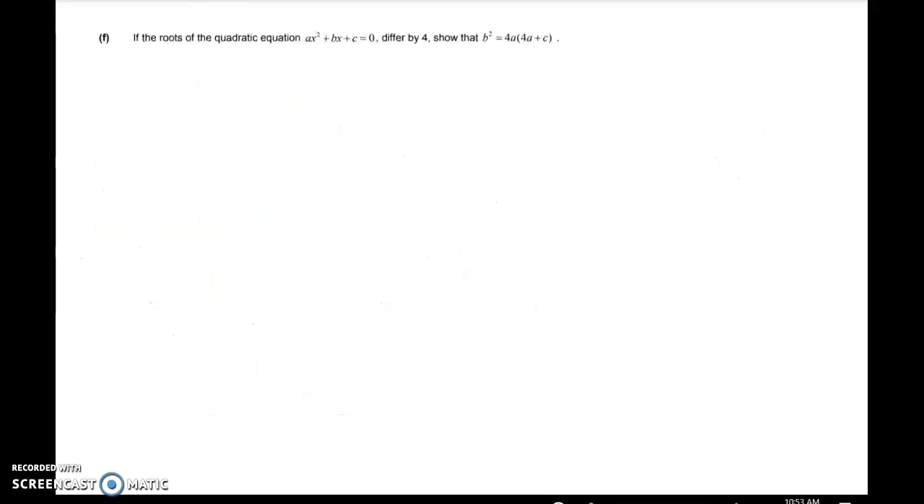So here's the question. If the roots of the quadratic equation, given in general expanded form, differ by 4, show that b squared equals 4a times (4a plus c). So the first thing to note is that it's a show that question. You're given the answer, so you've got to be very careful not to miss any steps on the way through. We don't know much about this equation, so we're going to probably start with using the quadratic formula.